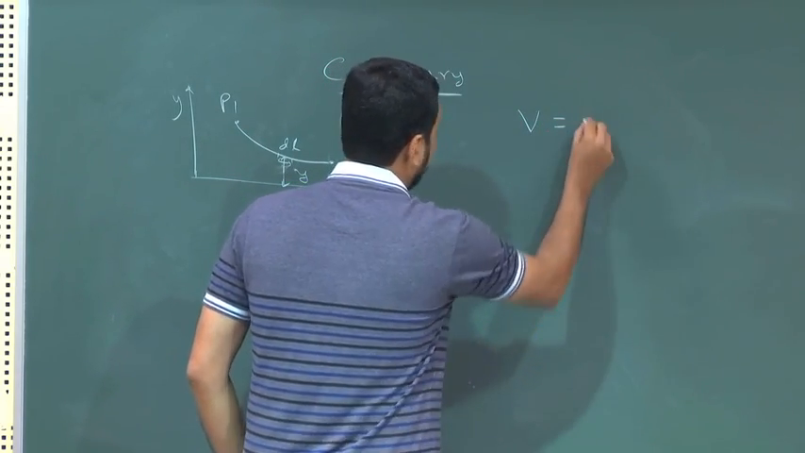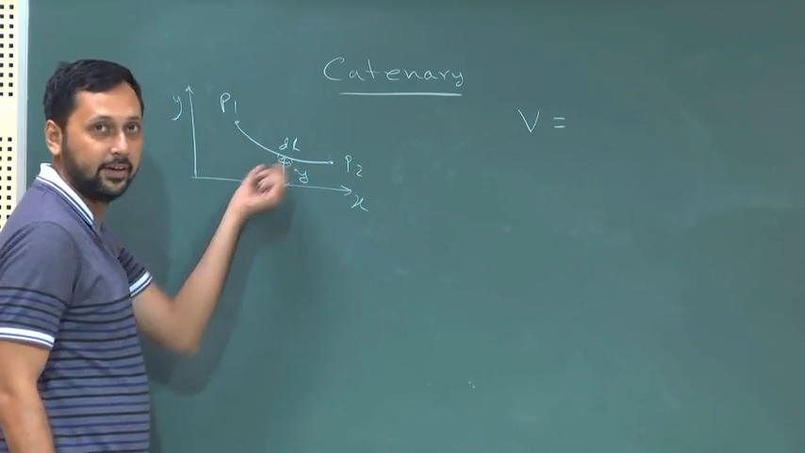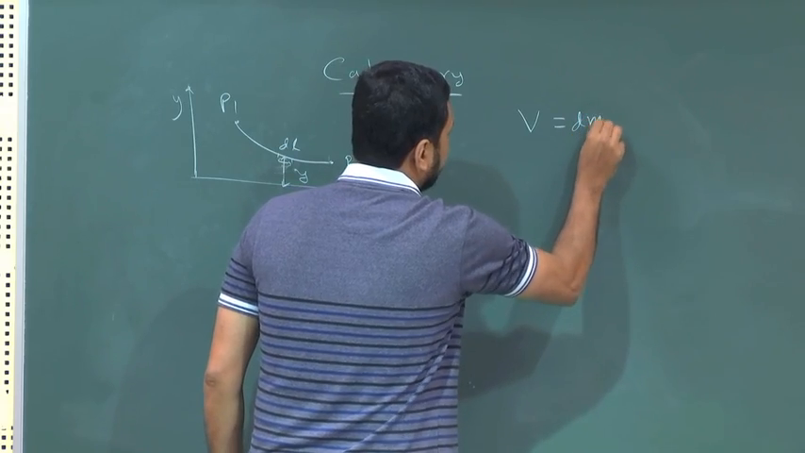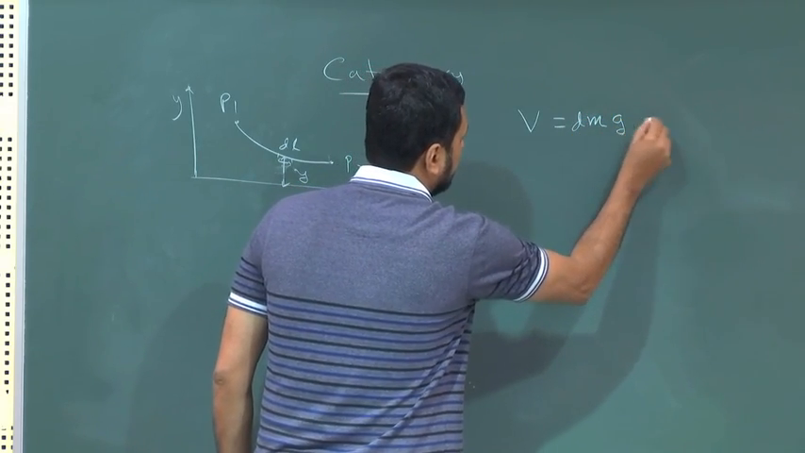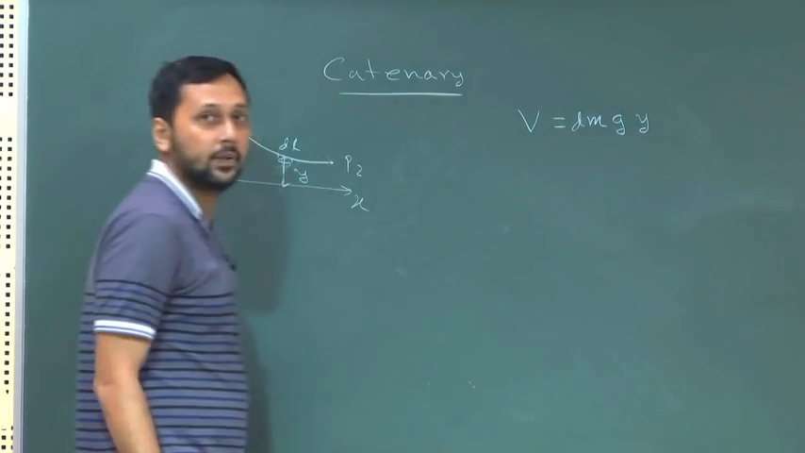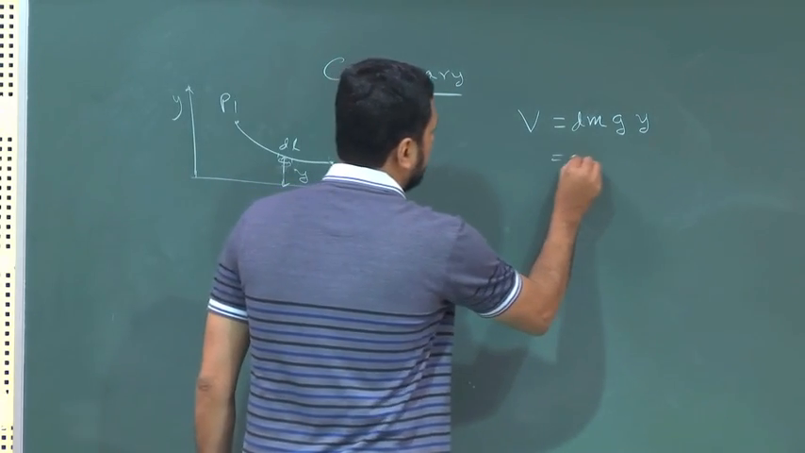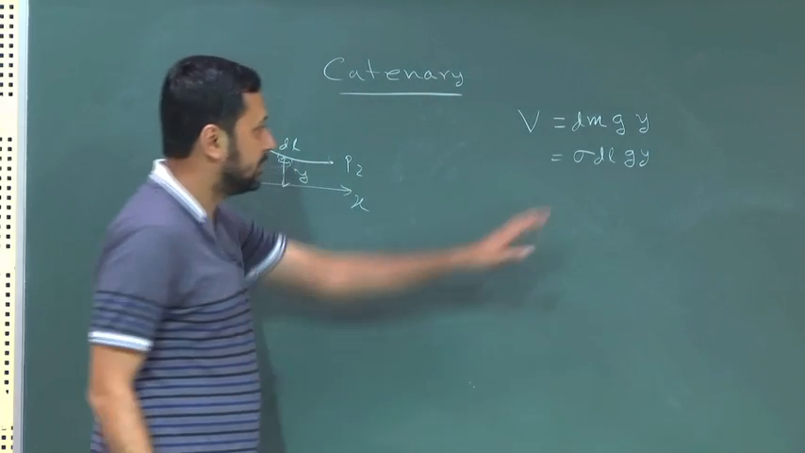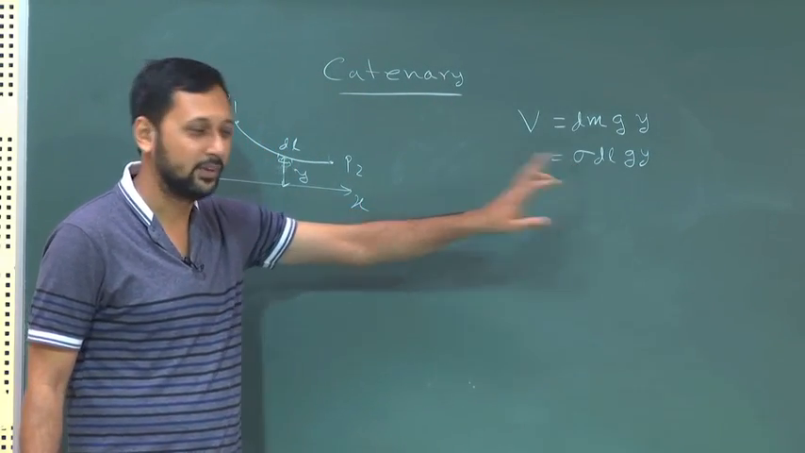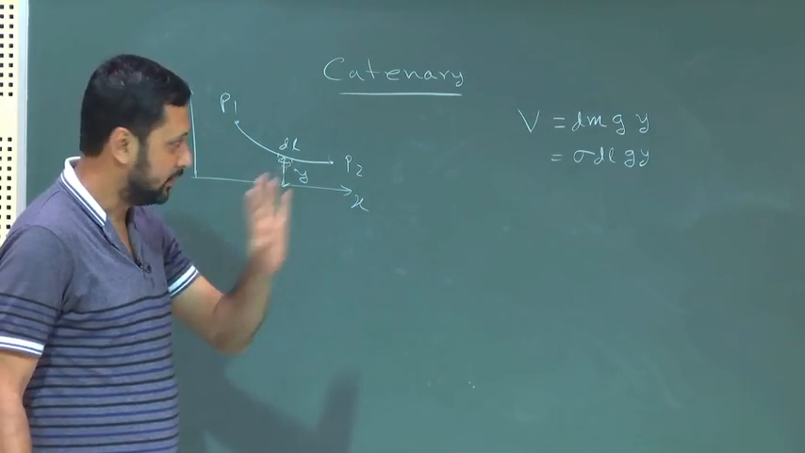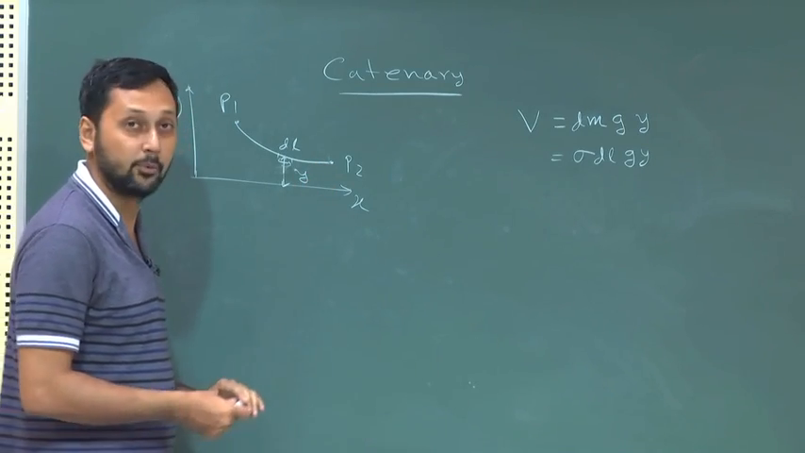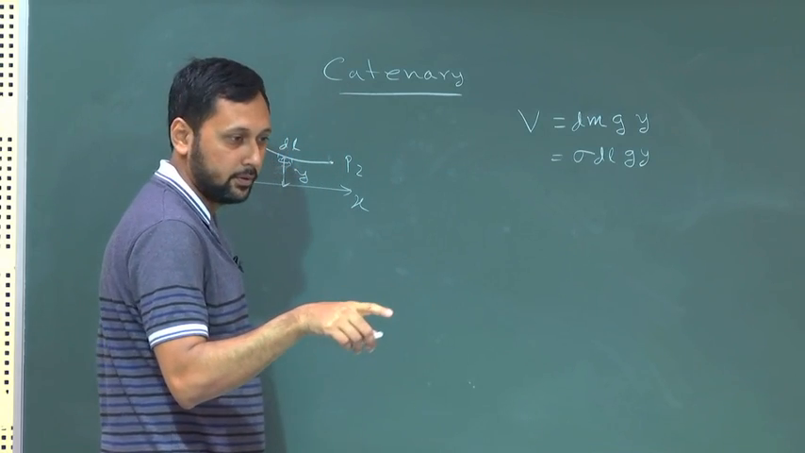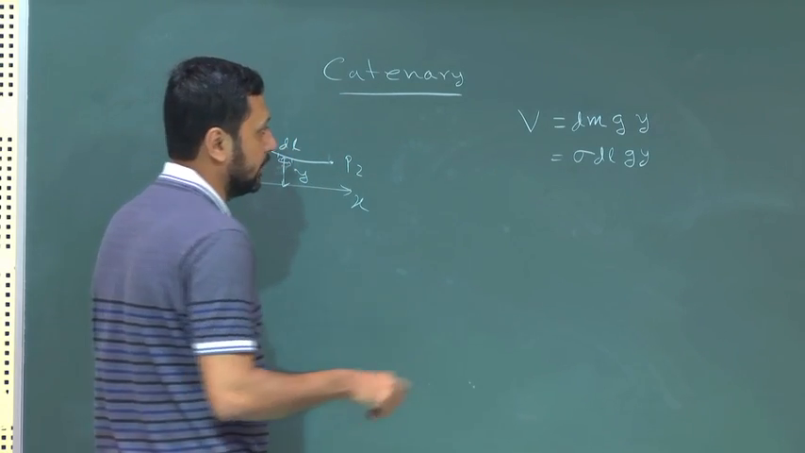Keeping that in mind, we have the potential energy V. We can write this for this particular length element as dm g y, and dm will be sigma dl g y. I am just taking sigma because we will be using lambda for something else. So, just bear with me for a moment. Okay. In the final version I will correct it and put sigma there.